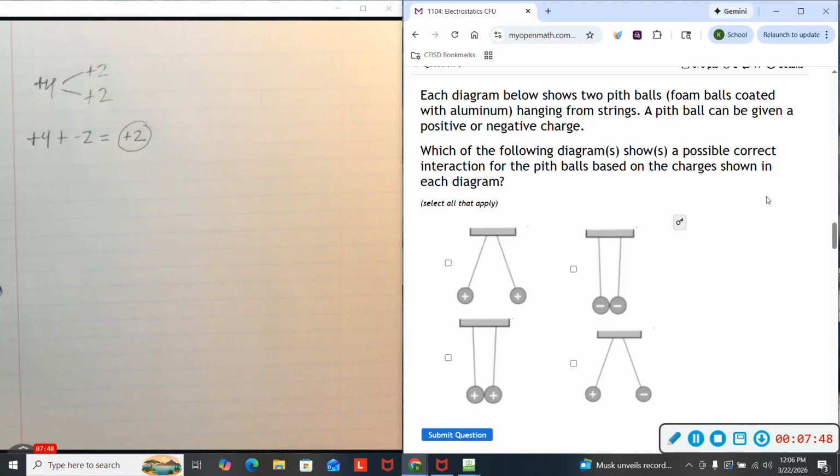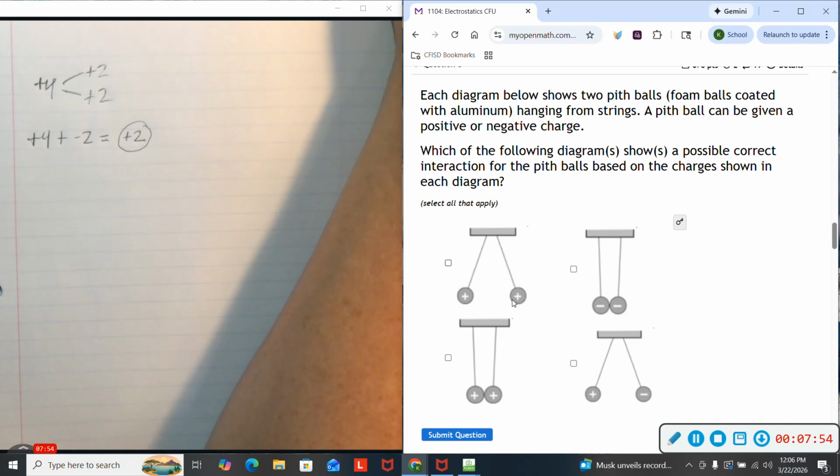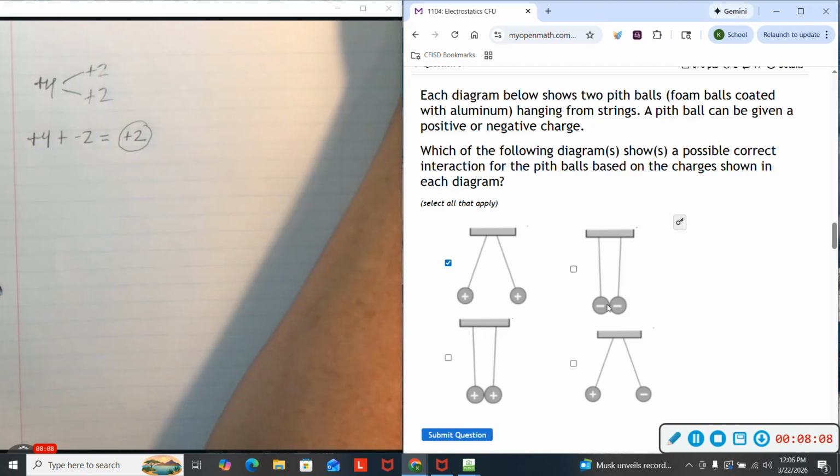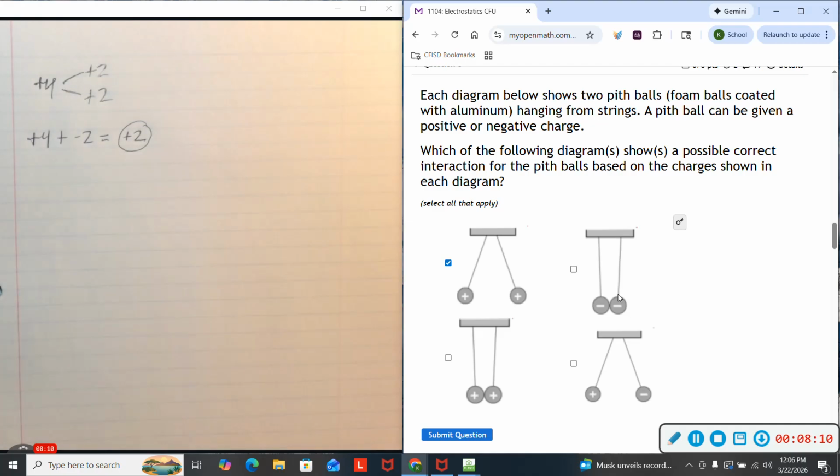So when I look at my options here, my first diagram shows two positive charges, and it shows them repelling, and that's exactly what would happen. If I had two like charges, they should absolutely repel. This would be a correct depiction because those pith balls could be positive or negative. It's just asking which of these is possible. So like if I look at this one, for example, these two negative charges, those should also repel.